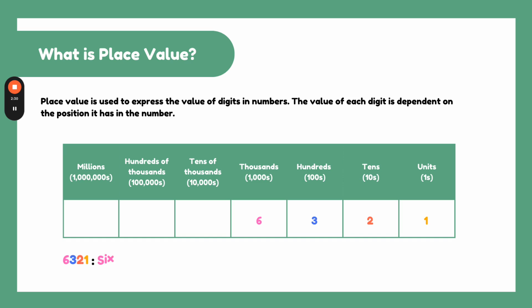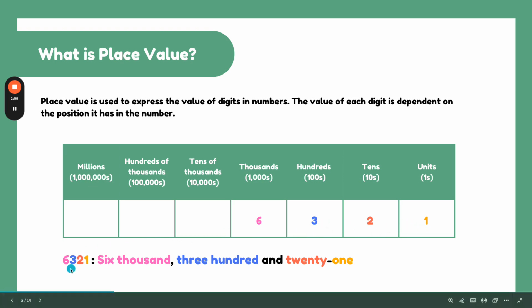And this number reads 6,321. Why? Because we have 6 thousands, 3 hundreds, 2 tens, so 2 lots of 10, and 1 unit. So 6,321. This number reads 6,321.